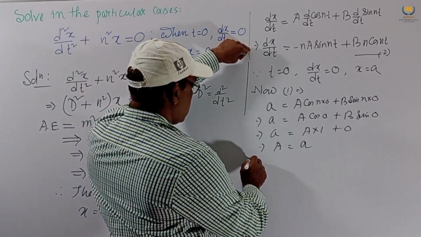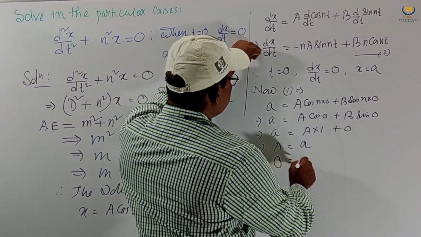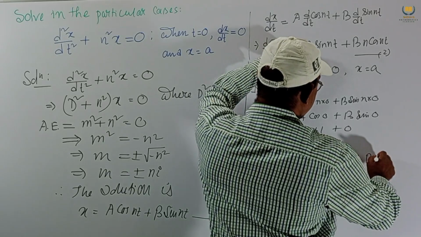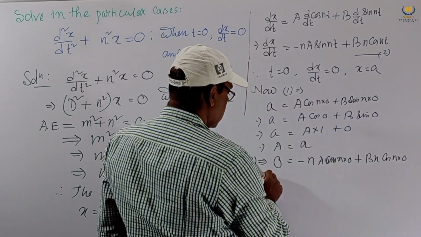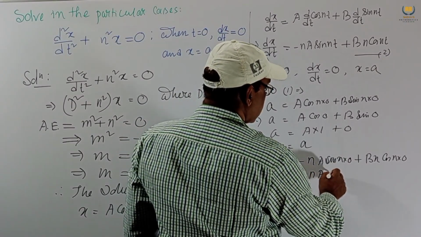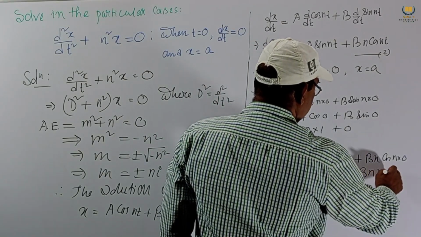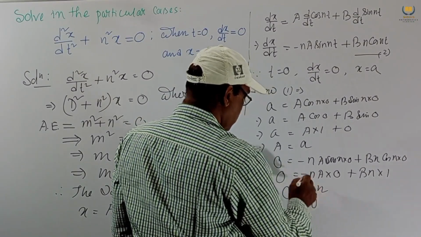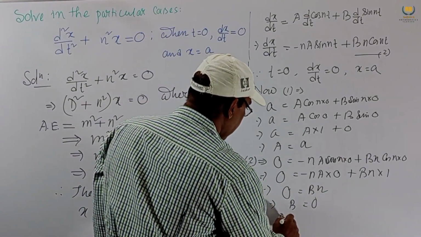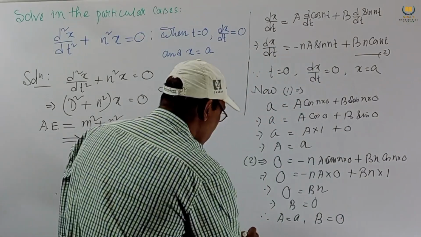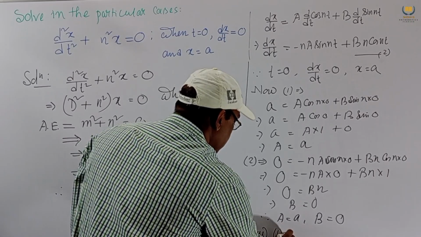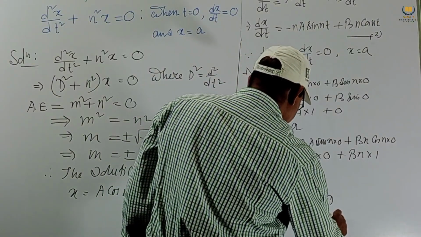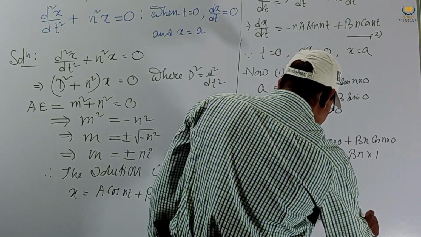Now 2 implies, putting the value into 2, this is 0 = -nA sin n into 0, t = 0, + Bn cos n into 0. So this is 0 = nA, sin 0 means 0, + Bn, cos 0 is 1. So this implies 0 = Bn and B = 0. Therefore what we get? Therefore A = a, B = 0. Now putting this value in equation number 1, x = a cos nt + 0 sin nt.